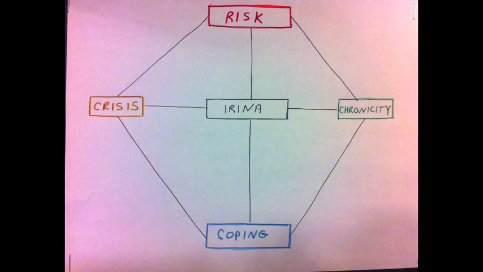In conclusion, when assessing a patient for suicide risk, there are 4 concepts to consider: risk, coping, crisis, and chronicity. They don't stand alone, they're interdependent on one another, and in order to assess the patient holistically, we need to assess all 4 concepts of suicide risk and intervention holistically.